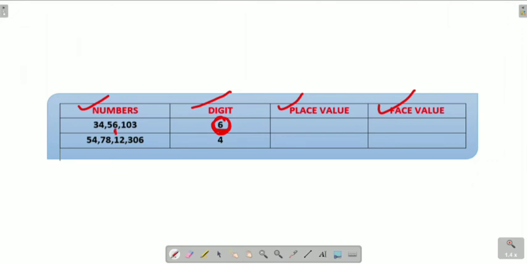So 6 is in which place? This is in thousand place. So 6 and 3 zeros, and the face value will be 6 itself. Now here is 4, and the 4 is in crore place. You can see that. So here you can write 4 crore, and the face value will be the digit itself, means it will be 4.